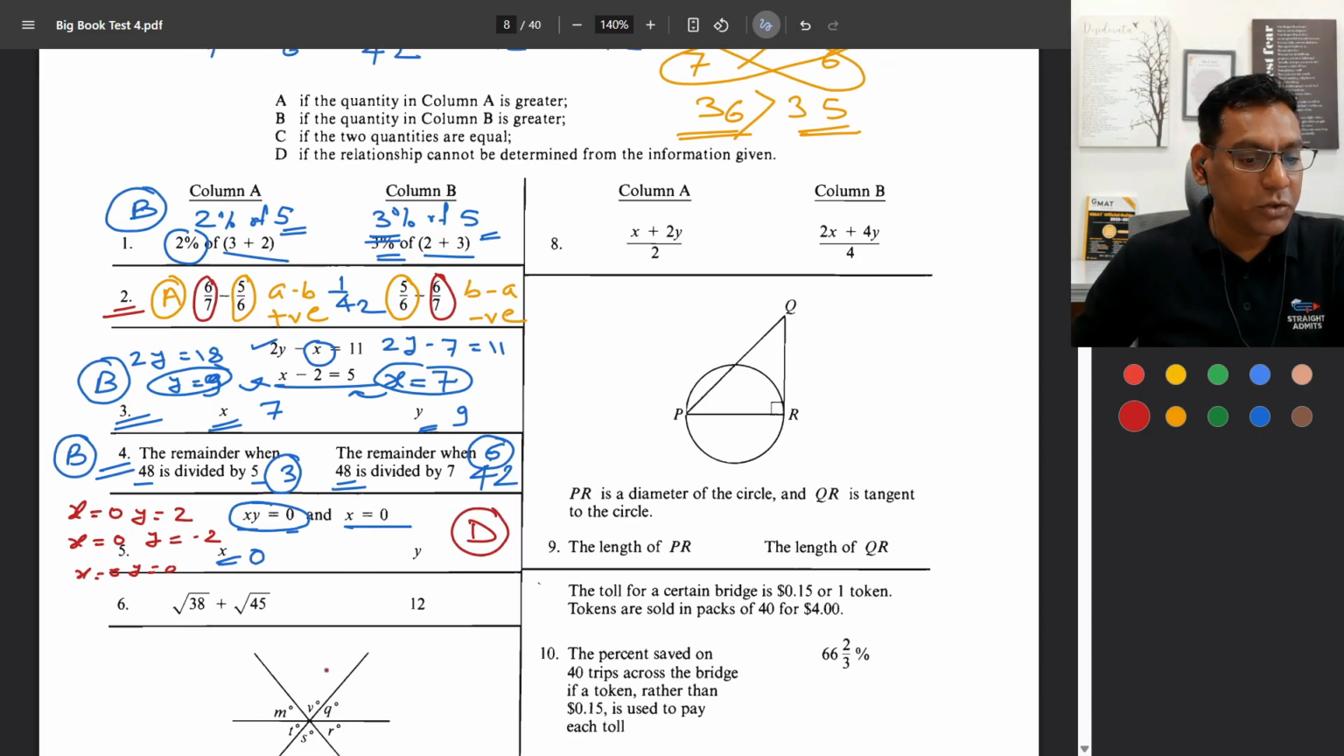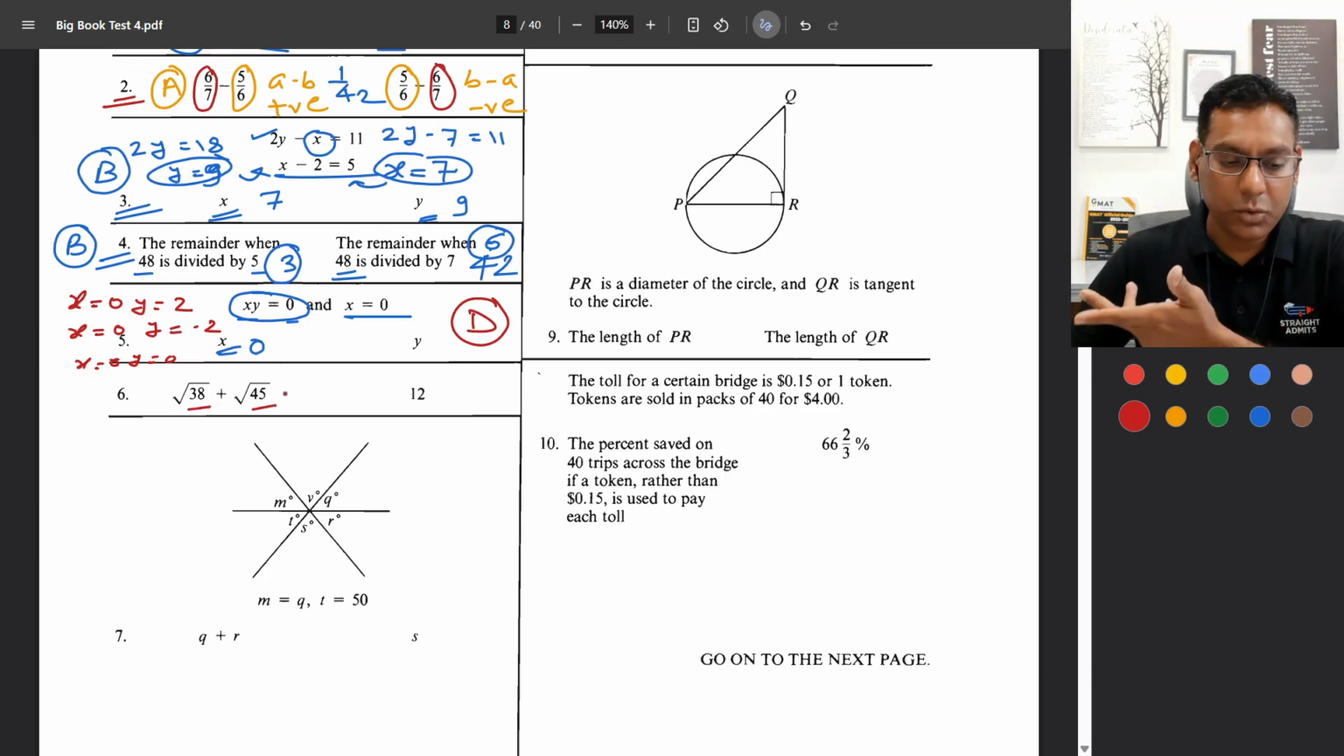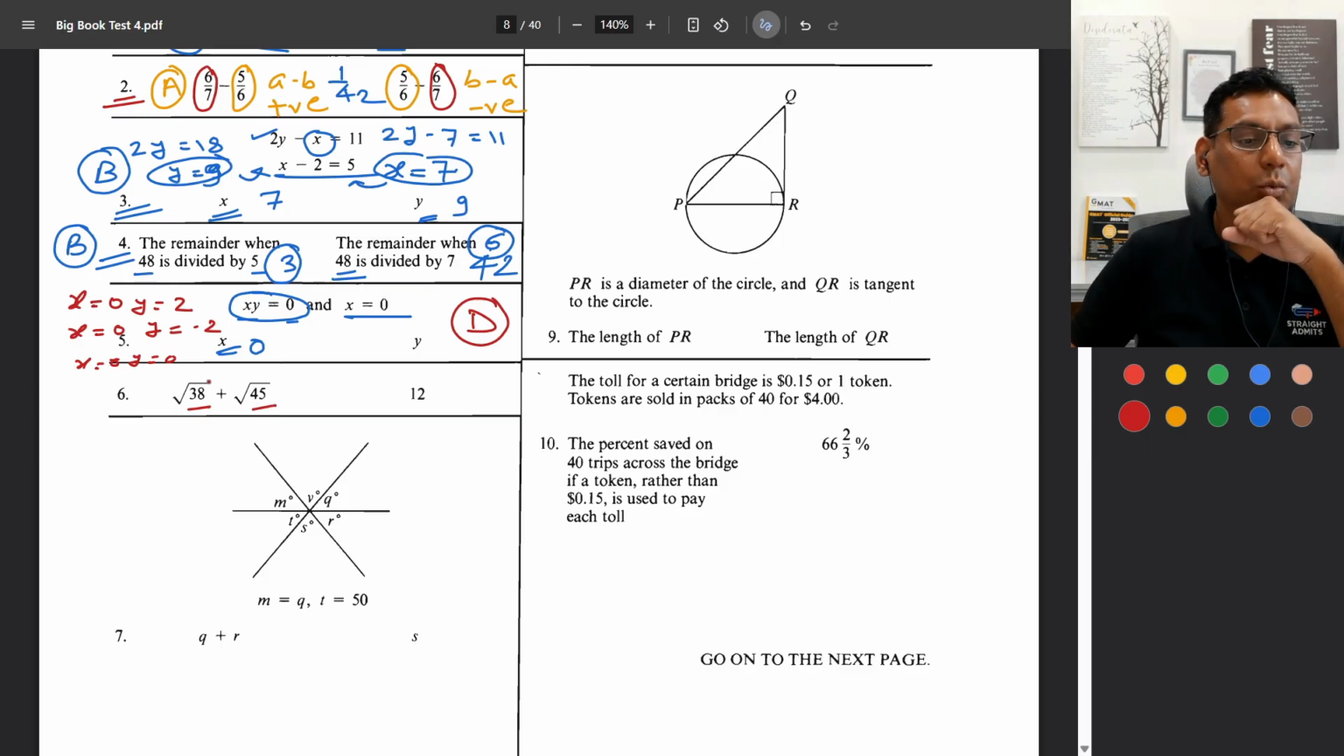Okay, let's look at question 6. Root 38 plus root 45. I don't know what root 38 is, but I know root 36 is 6. So what does that mean? That means this is going to be 6 point something, right?